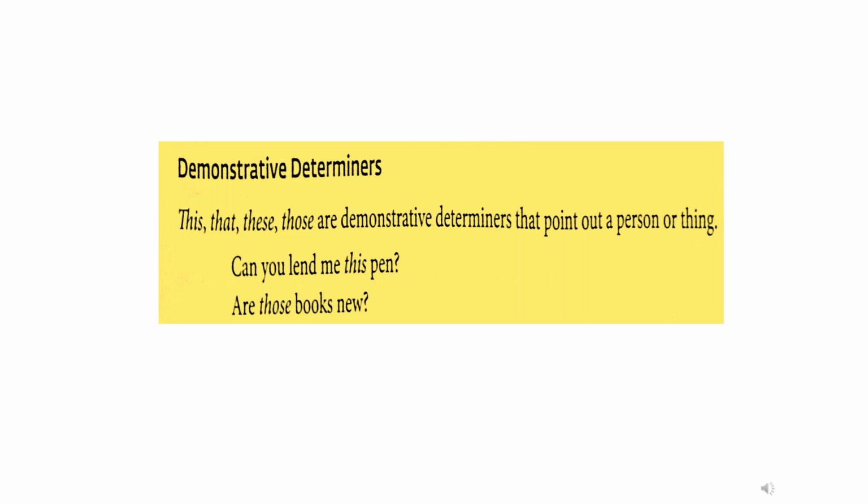Next one, demonstrative determiners. This, that, these, and those are demonstrative determiners that point out a person or thing. Examples: Can you lend me this pen? Are those books new? There are four demonstrative determiners. They are this, that, these, and those. These determiners we use to point out a person or thing.